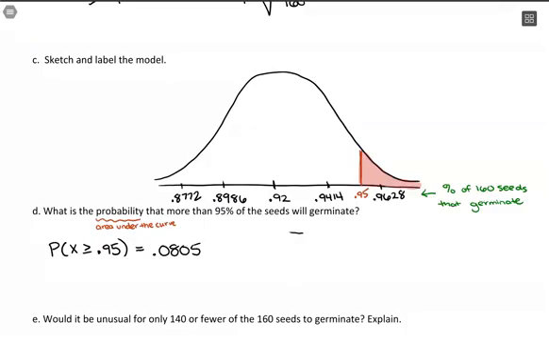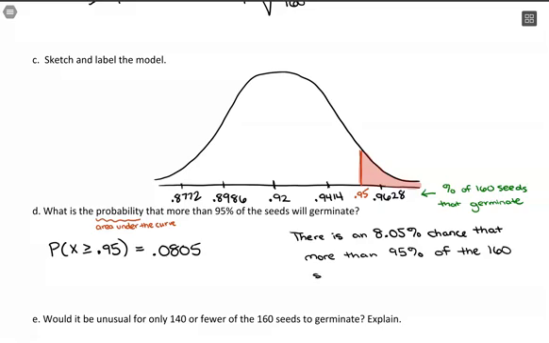So for this, there is an 8.05% chance that more than 95% of the seeds will germinate. Let's even go 95% of the 160 seeds will germinate.